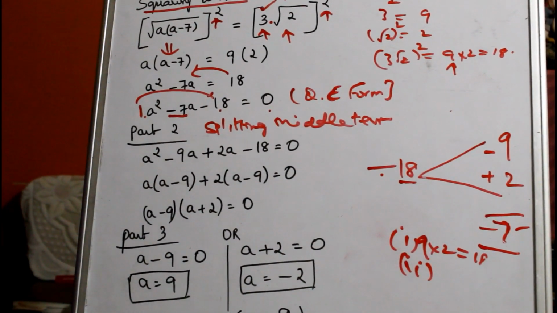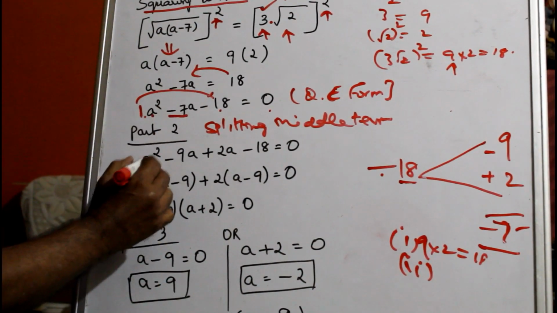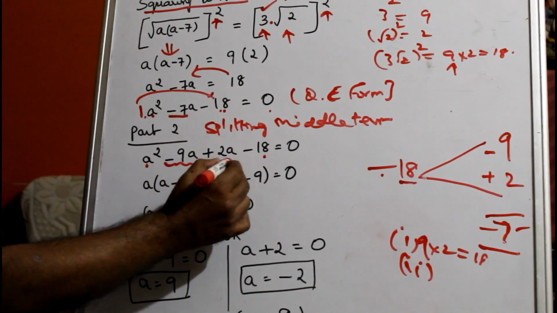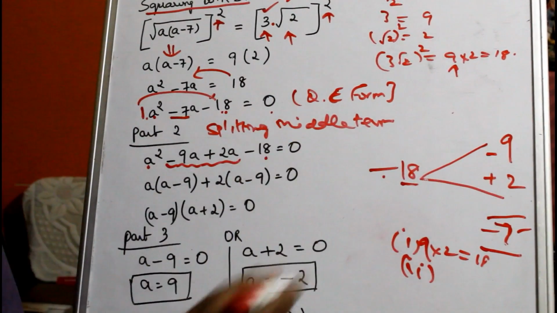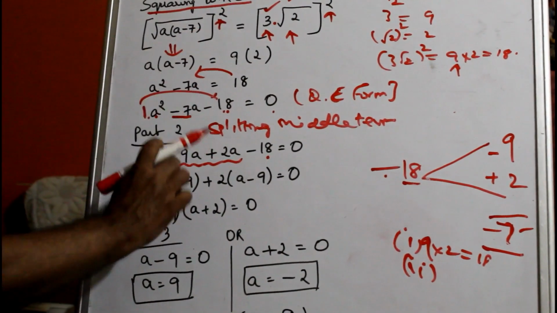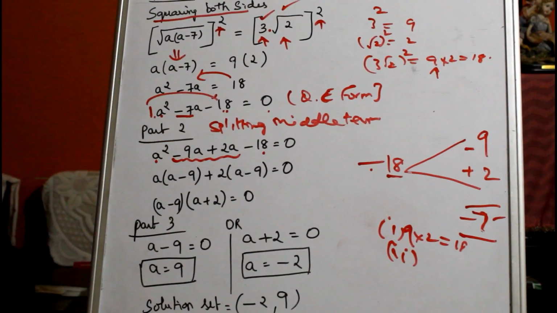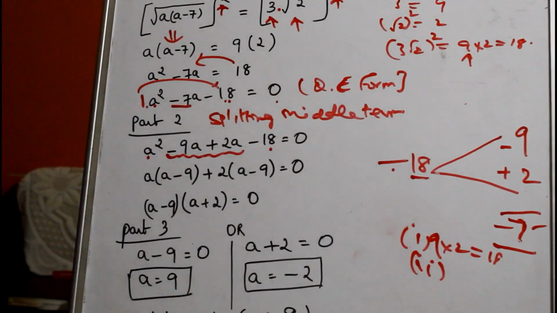Then you can split the middle number. So write the a square, the first number and the last number as it is. The middle number is split into minus 9a plus 2a. We are not changing the sum, it is the same. If you add also, you get the minus 7a. The first and last numbers are kept as it is. It's just splitting the middle term.